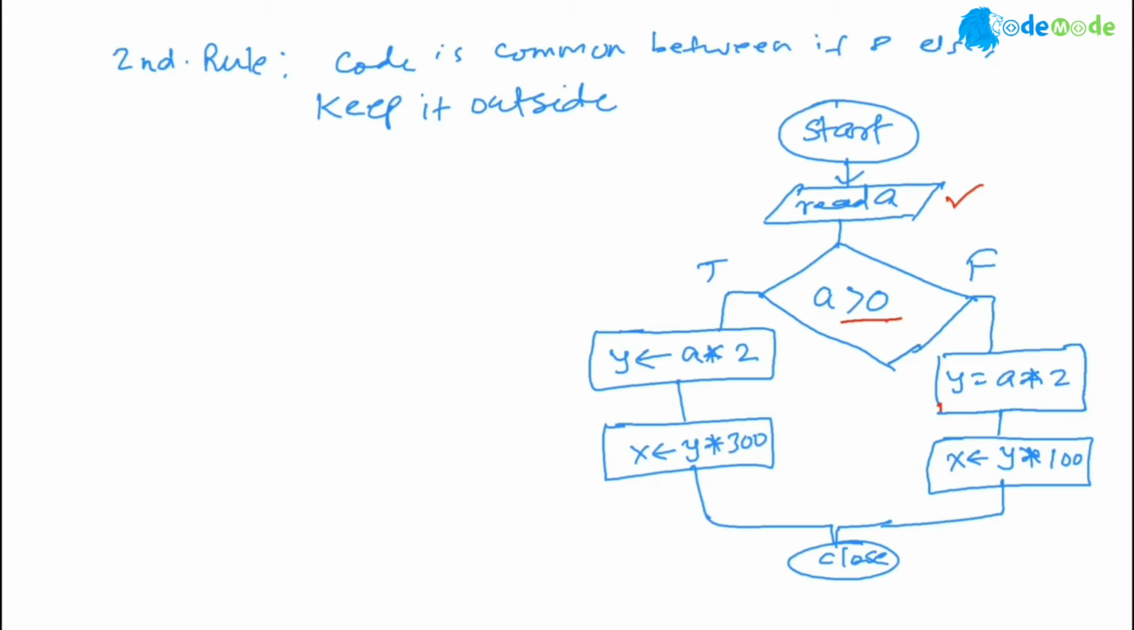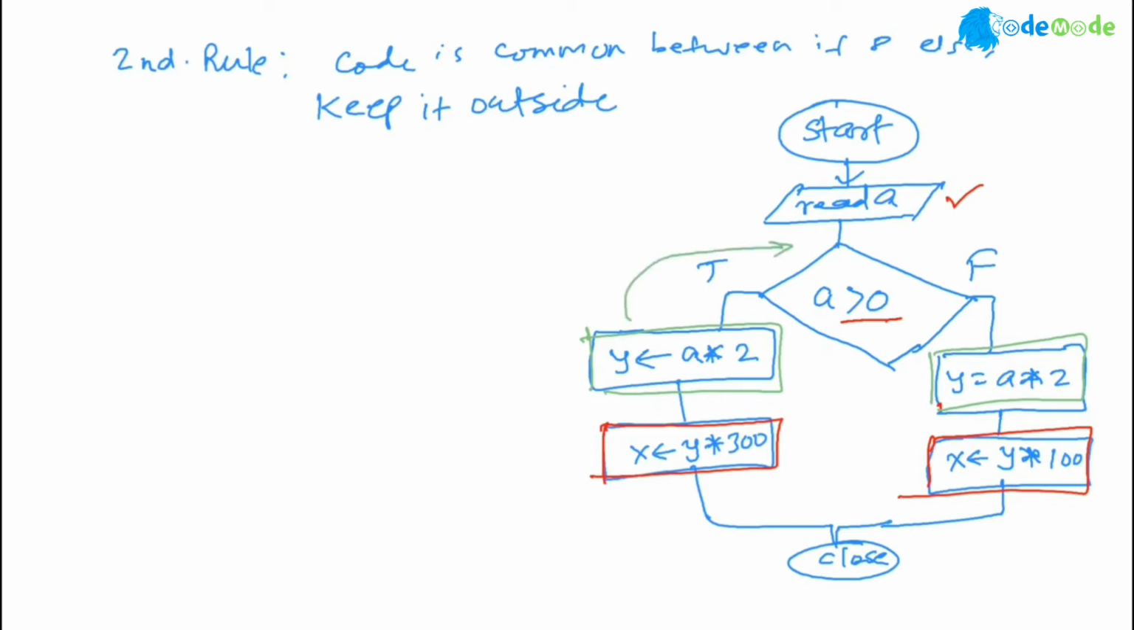The difference here is in red, this block and this block are different. This block, the green one, is common between true and false. It doesn't matter whether the number is positive or negative, you are still multiplying by 2. You don't need to put it between these two. You can simply put it outside of this block, right? You want to put it here.